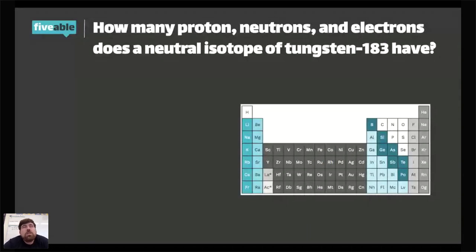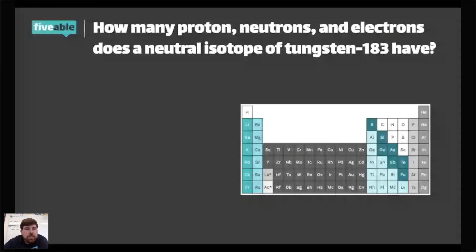So what I want you to do, take like 10, 20 seconds, see if you guys can figure out how you would approach this, and we'll see where we're going with this. If you feel good with this so far, awesome. If you have any questions, once again, please feel free to ask. So how many protons, neutrons, and electrons does a neutral isotope of tungsten 183 have?